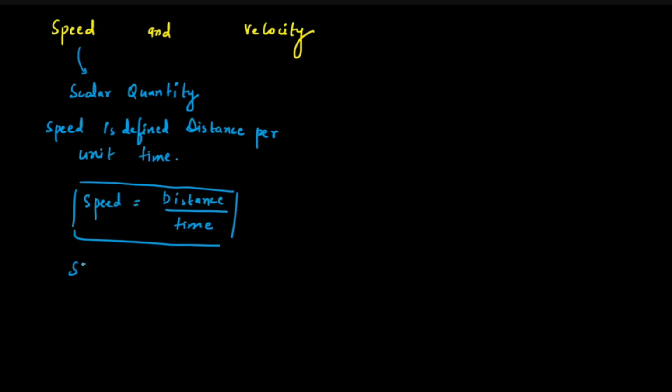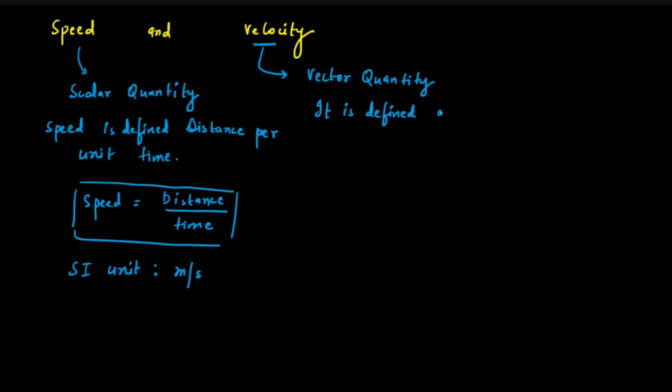Now its unit, to be precise its SI unit, is going to be meters per second. Whereas velocity is a vector quantity, and it is defined as the rate of change of displacement. Whenever we see that phrase rate of change, it simply means slope: change in displacement per unit time.